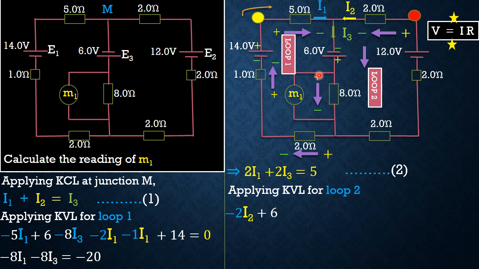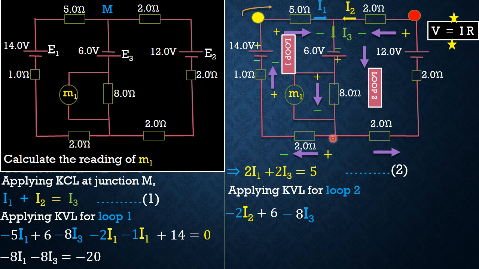The current now is flowing through the 8 ohm resistor. Again, it flows from a positive potential to a negative potential. So there's a potential drop, which is going to be -8I3, since I3 is the current that flows in this branch.